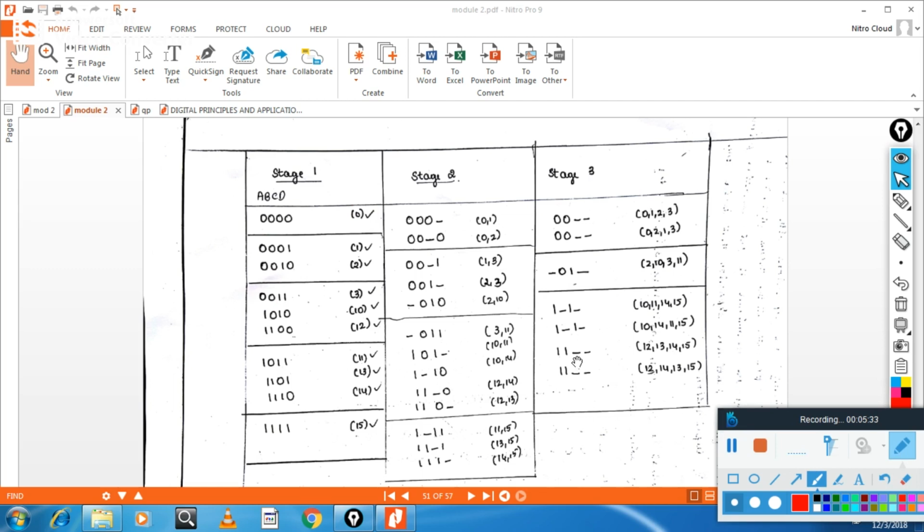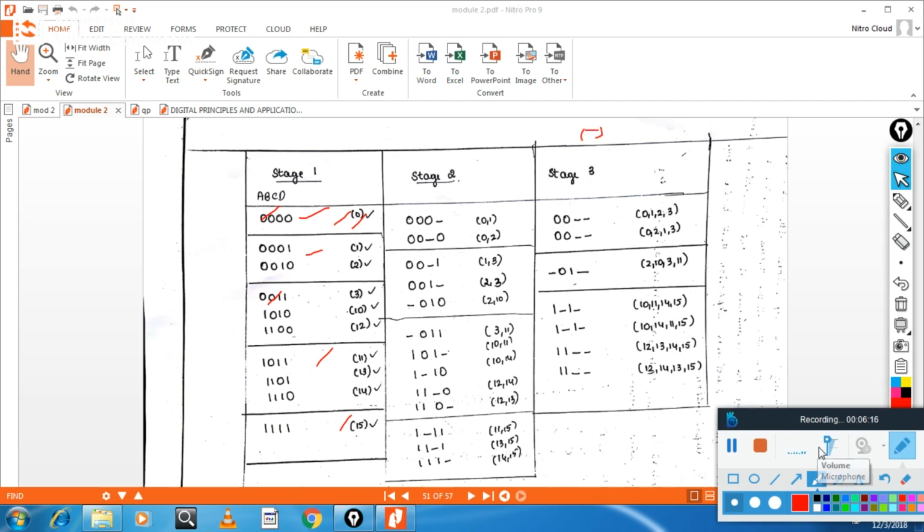Now, the next stage is to compare the two groups member by member. That is, you compare this group with this group, this group with this group, and so on. Member by member, the rule is that in a particular member only one bit should change, and that we will write by using this symbol.